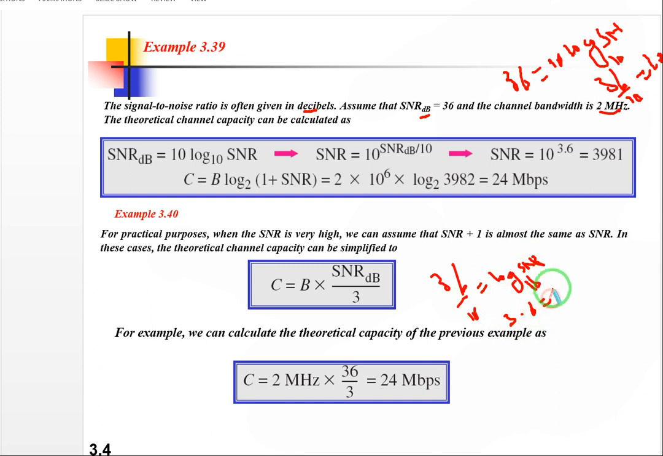3.6 equals log of 10 signal to noise ratio. So when you replace this, it can be 10 raised to power 3.6 and signal to noise ratio. A simple calculation, and you get the signal to noise ratio. So your signal to noise is 3981.